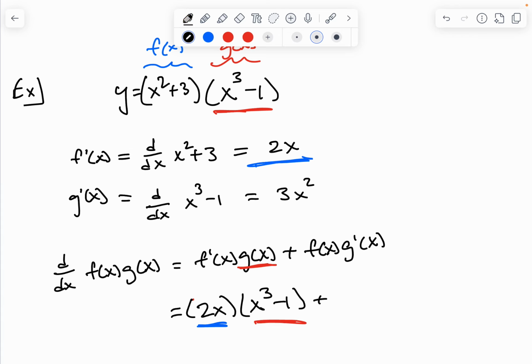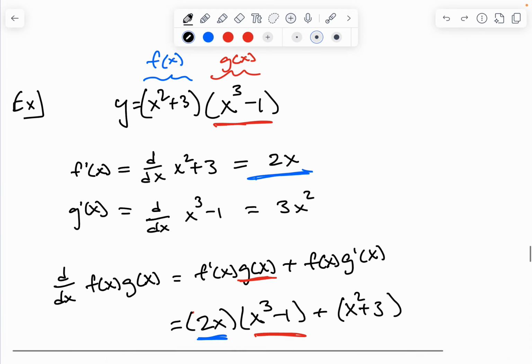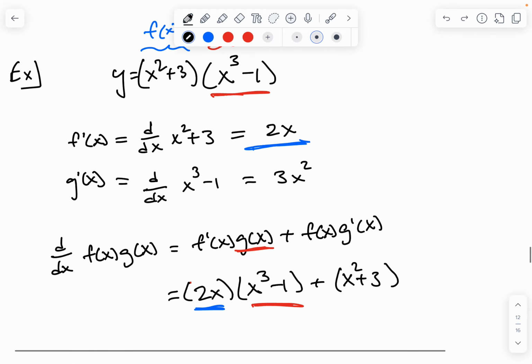Plus f of x, which is just x squared plus 3, same thing as there. Sorry, my iPad is going crazy today. Multiplied by g prime of x, which is 3x squared.